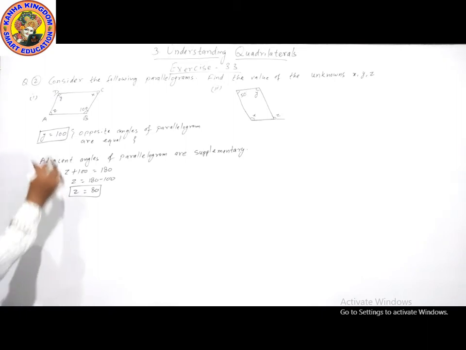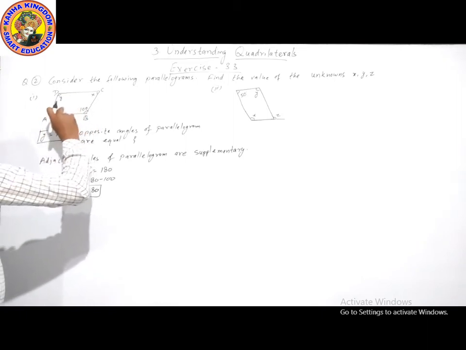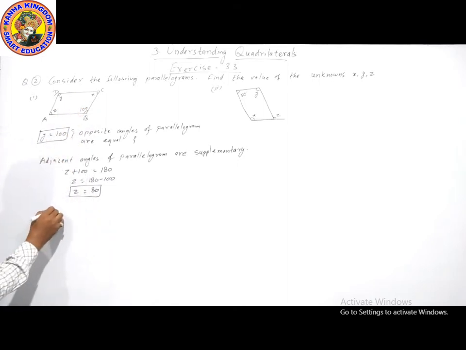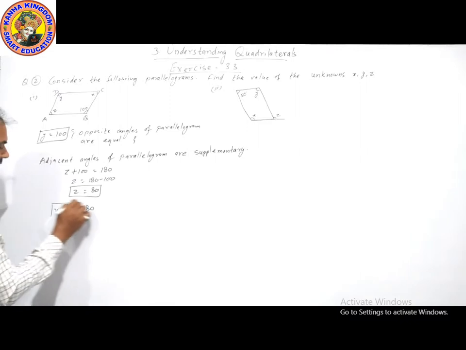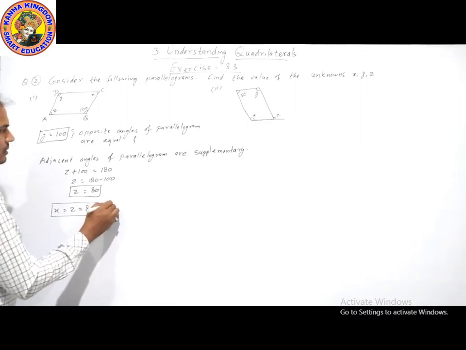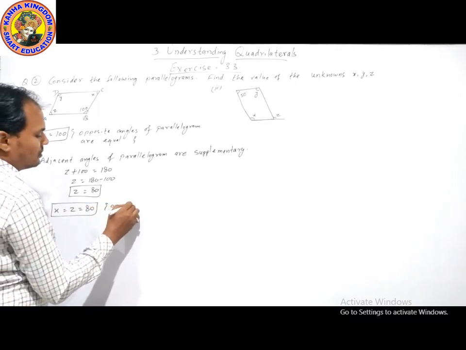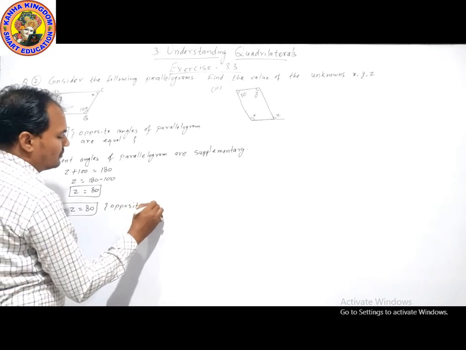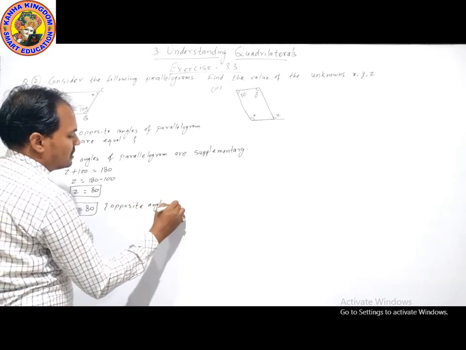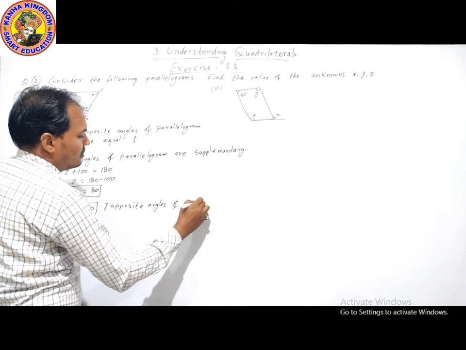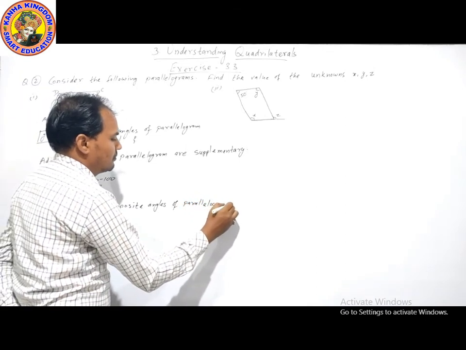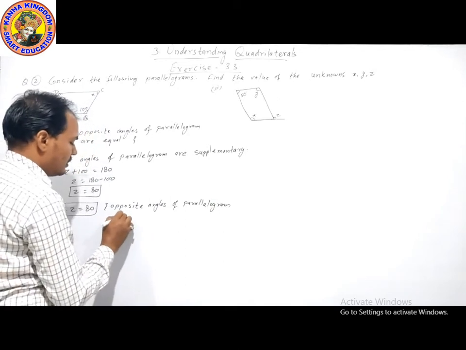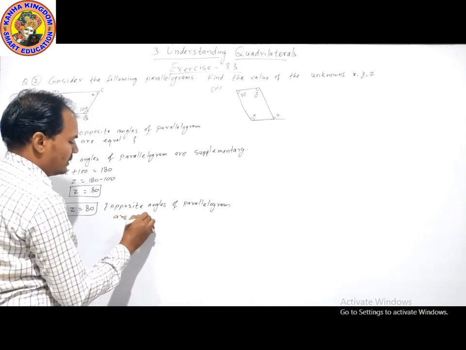Now z and x are opposite angles. X is equal to z is equal to 80. The x is equal to 80 degrees because opposite angles of a parallelogram are equal.